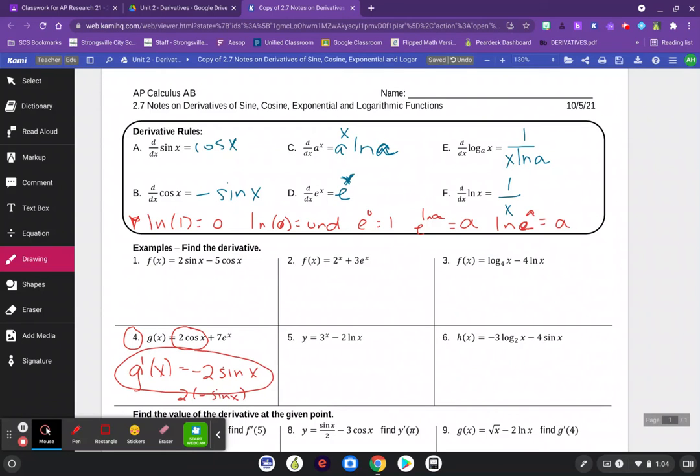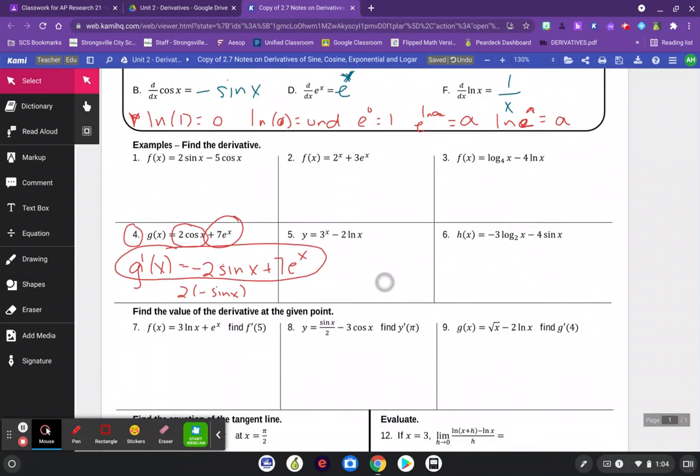Sorry, I lied. That is not my final derivative because I still have to take the derivative of 7e to the x. And so again, I'm just going to bring the coefficient along for the ride, and the derivative of e to the x is e to the x. This is my final derivative, okay? So your job is to do 1, 2, 3, 5, and 6.